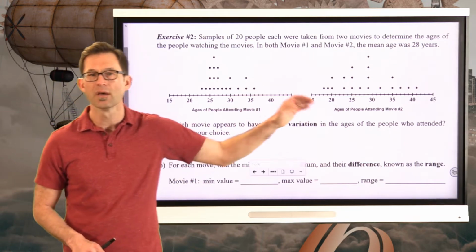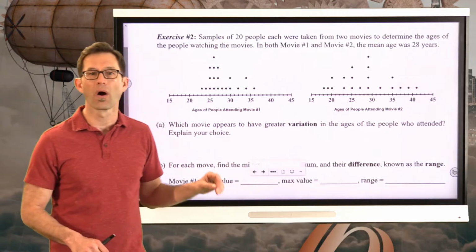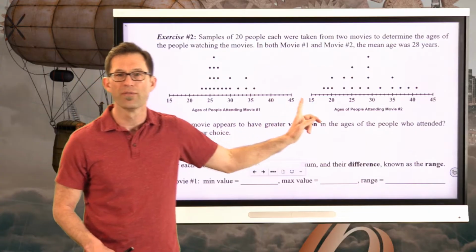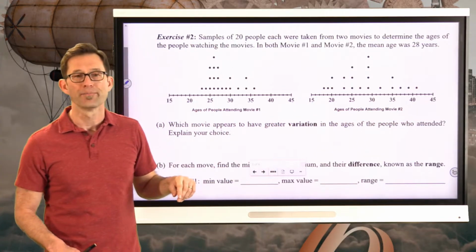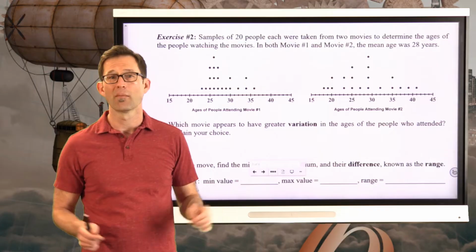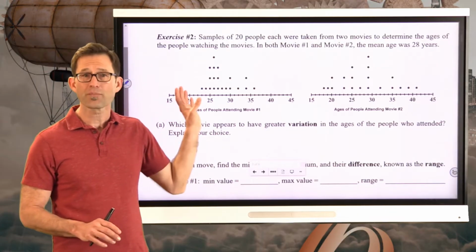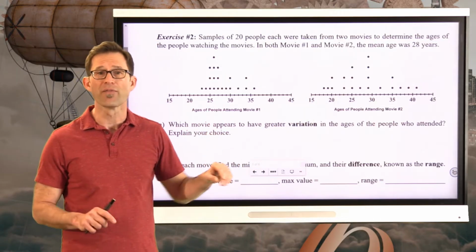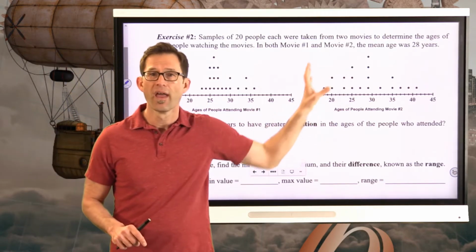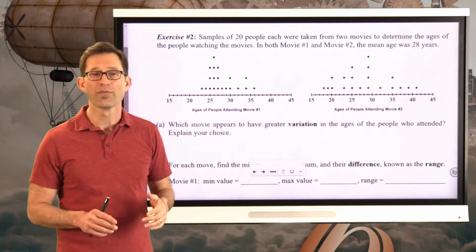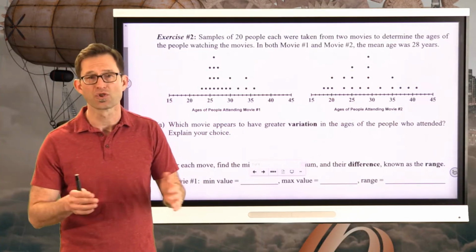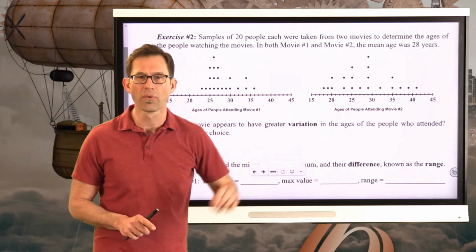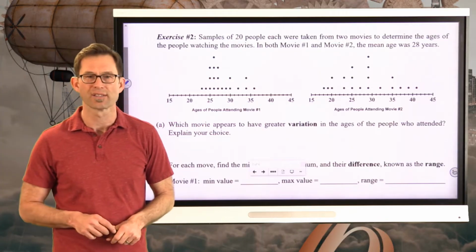We've got these 2 dot plots, movie 1, movie 2. The dot plots are on the same scaled axis, right? They go from 15 to 45 years old. Apparently these movies do not apply to people that are kind of my age and older. But here are the distributions of 20 people that saw these movies. And for both of them, if you added up all of the ages and divided by 20, you'd find that the average or mean age was 28 years. And yet, you can even see, just looking at the dot plots, that these are 2 very different data sets.